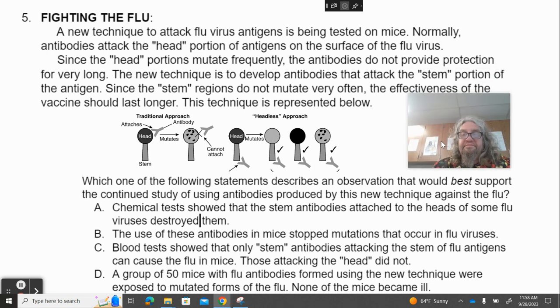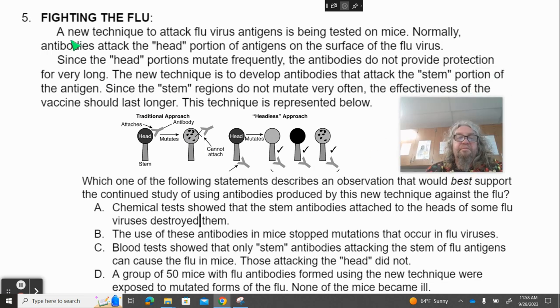Number 5, fighting the flu. A new technique to attack flu virus antigens is being tested on mice. Normally, antibodies attack the head portion of antigens on the surface of the flu virus. Since the head portions mutate frequently, antibodies do not provide protection for very long. The new technique is to develop antibodies that attack the stem portion of the antigen. Since the stem regions do not mutate very often, the effectiveness of the vaccine should last longer. The technique is represented below.